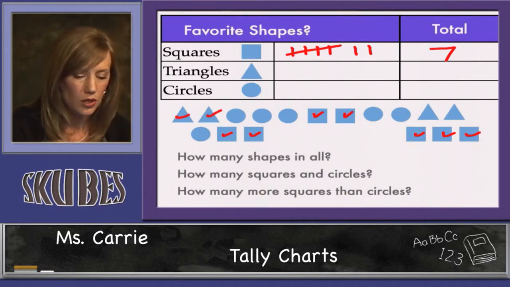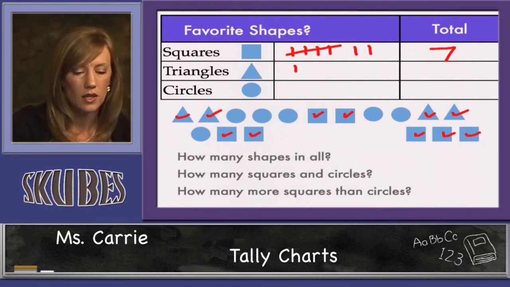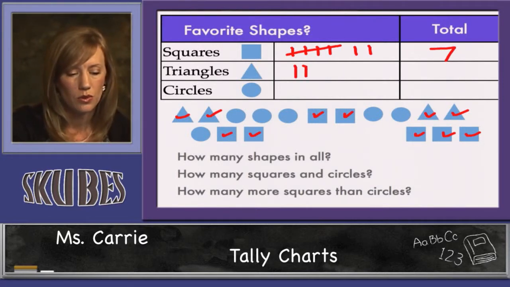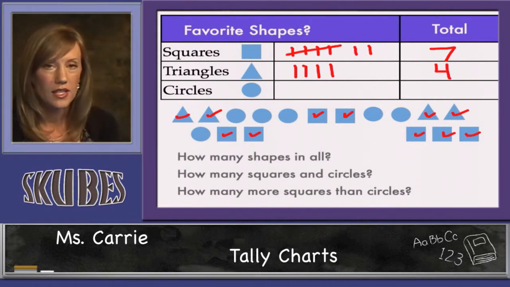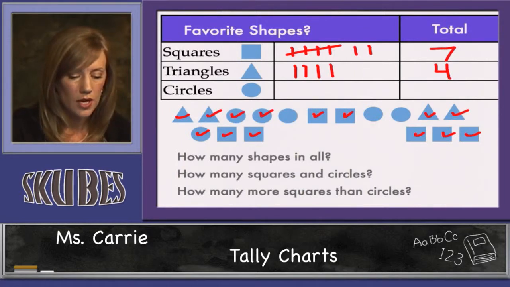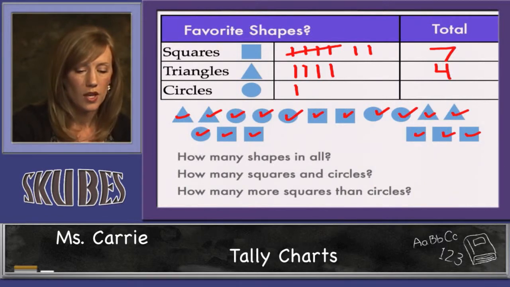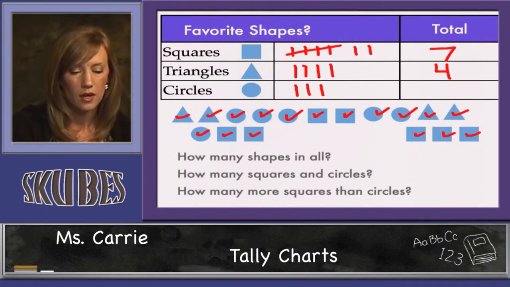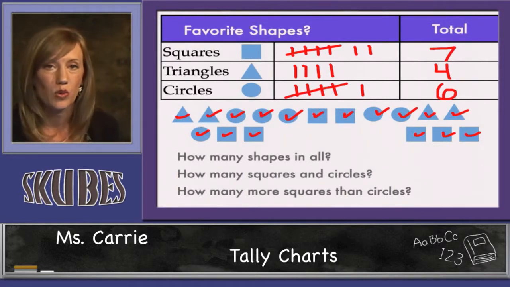Now let's move on to triangles. 1, 2, 3, 4. Make our tallies. 1, 2, 3, 4. We'll write the number 4. Now let's count up our circles. There were 1, 2, 3, 4, 5, 6 circles. 1, 2, 3, 4, 5, 6. 6 circles. Now let's answer some questions.